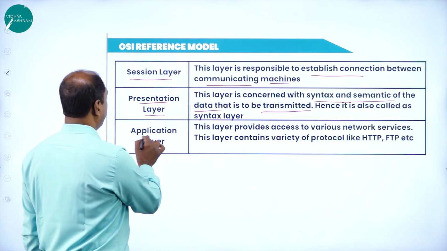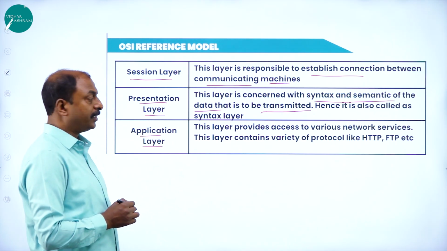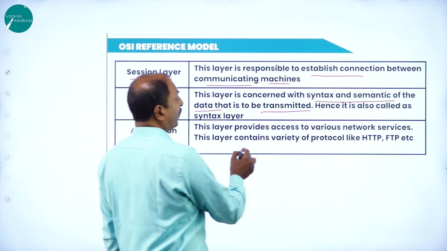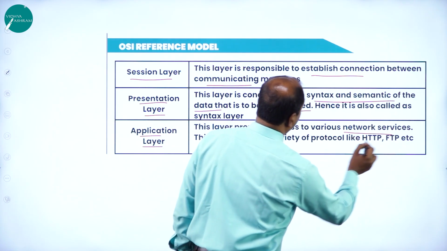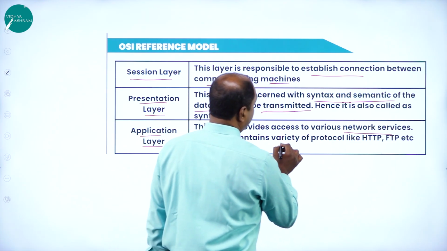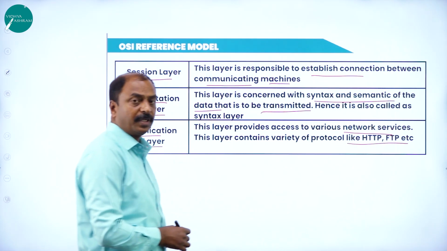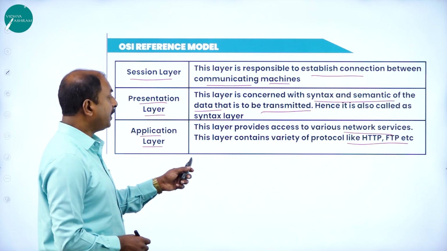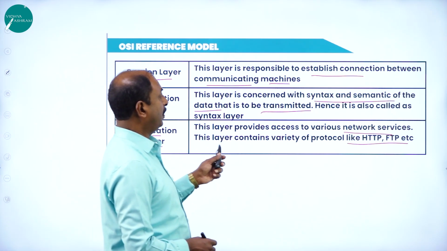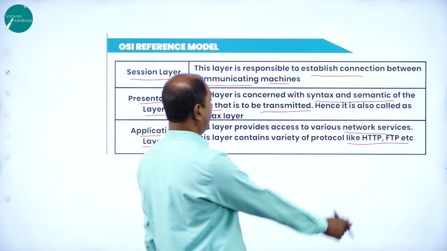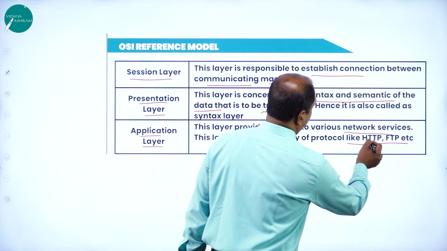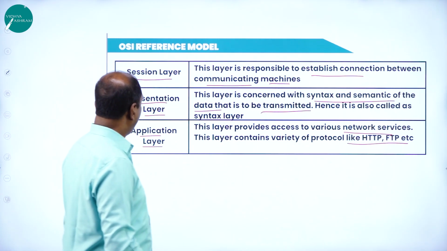Next, application layer. This is the last layer here, and this layer provides access to various network services, and it contains a variety of protocols like HTTP and FTP. So the application layer is responsible for providing an interface for a variety of protocols like HTTP and FTP.